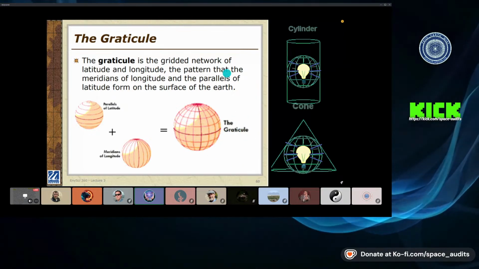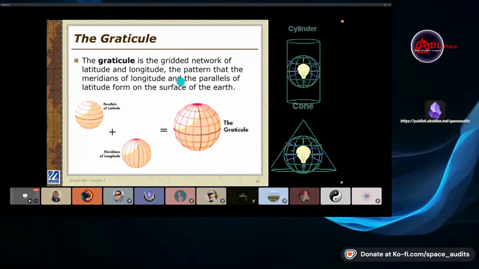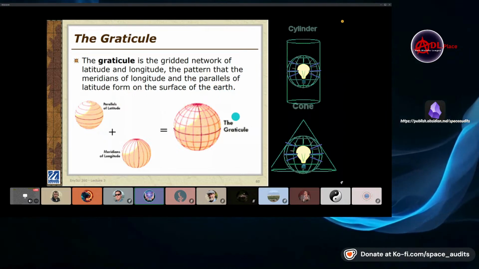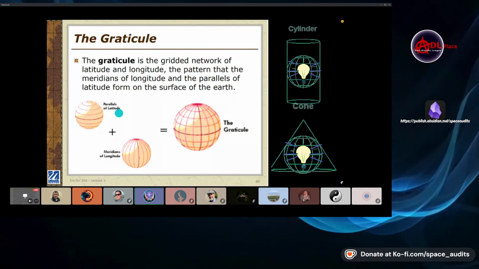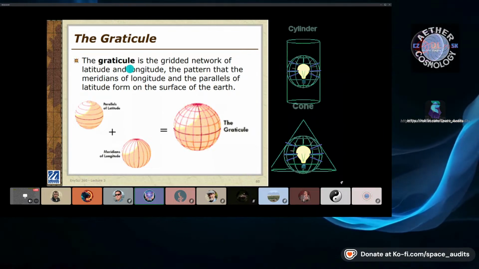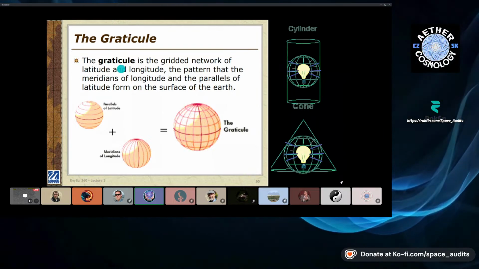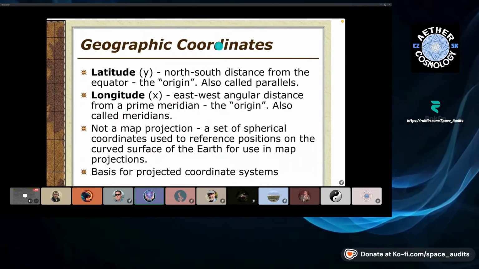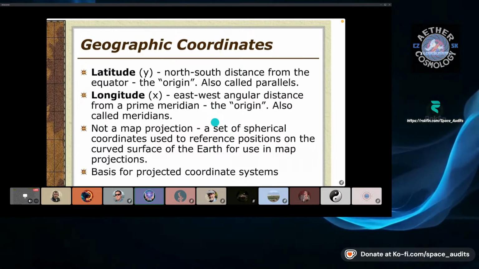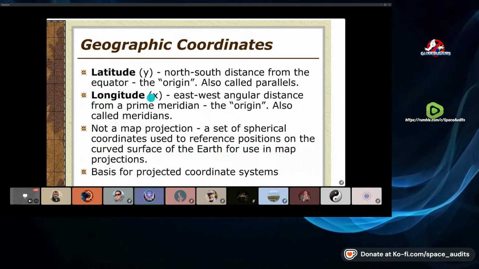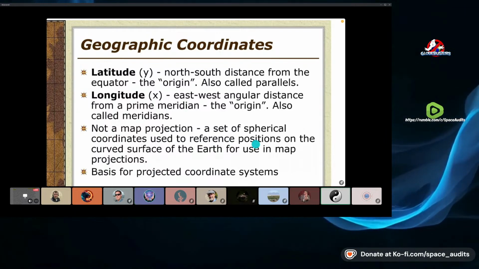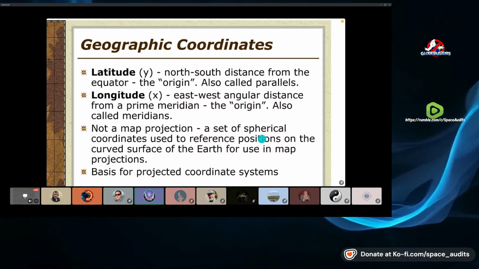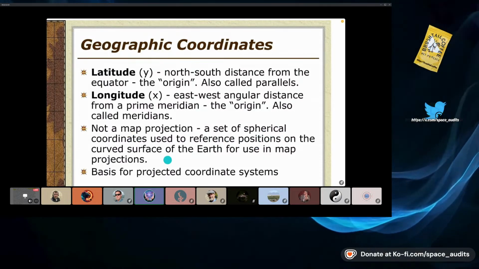The graticule is the gridded network of latitude and longitude. This is the pattern of meridians that form the spherical coordinate system, not the surface of the Earth, right? It is the coordinate system of longitude and latitude. The Earth is not longitude and latitude, right? Latitude and longitude are coordinates. Go over here, the geographic coordinates, which is how we get the geographic graticule, right? It's what I keep calling it. It's important to note that latitude and longitude are not a map projection. They're a set of spherical coordinates used to reference positions on the Earth, right?